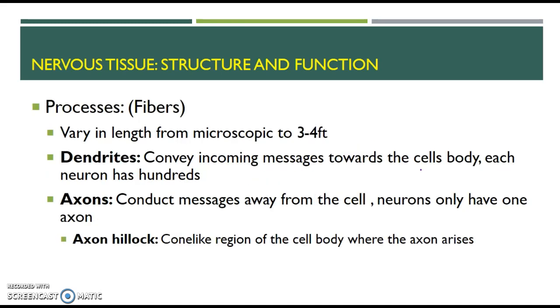Then we have processes, dendrites and axons. So your three major parts of a neuron are going to be the dendrites, axons, and the cell body. The dendrites are going to be these little processes that basically get incoming messages from other neurons or cells of the body. And then axons are going to be the fiber that takes the messages away from the cell body and passes it on to another neuron or to a body cell. And the axon hillock is this basically cone-like region of the body where the axon starts.